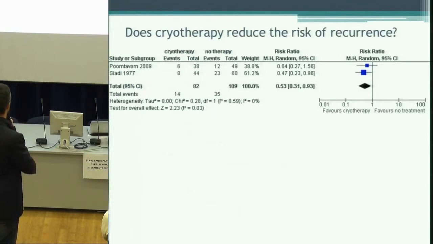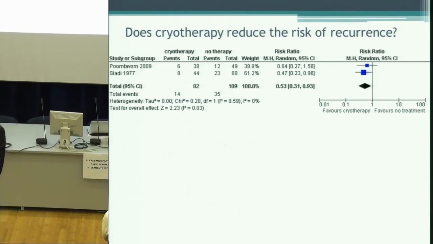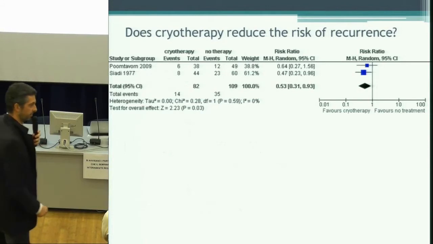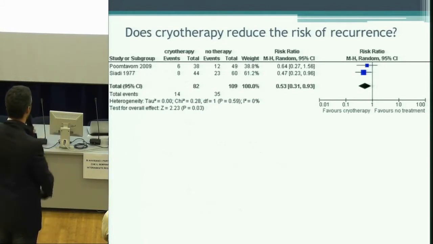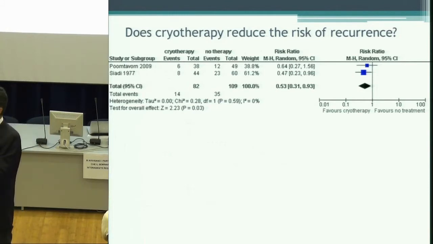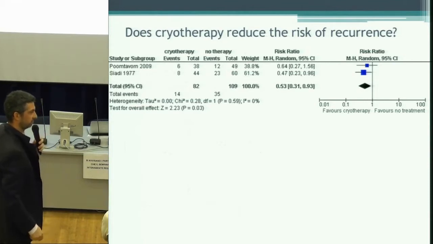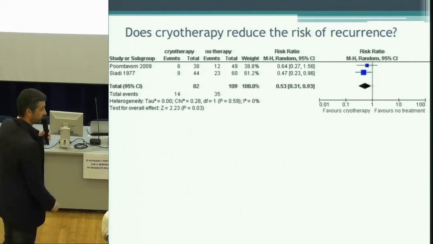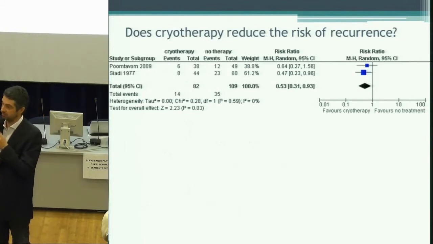So this is the question, this is the meta-analysis, okay? You know how to read and interpret these meta-analyses. Would you now recommend cryotherapy to reduce the number of precancerous lesions? Yes. Do you all agree with, yes, I would recommend the intervention?